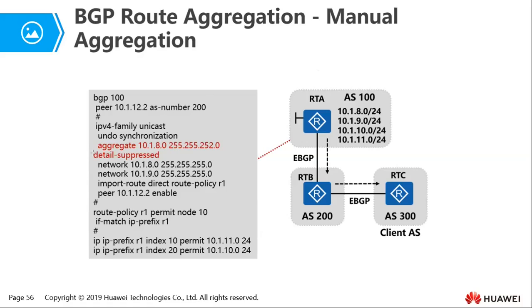With manual aggregation, we use the command aggregate. Now generally, just this is enough. Aggregate, then the network address and the mask that will be able to summarize these 4 into a single address. Now we can go ahead and add the command detail suppressed.